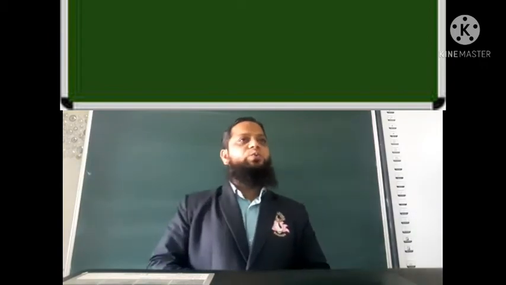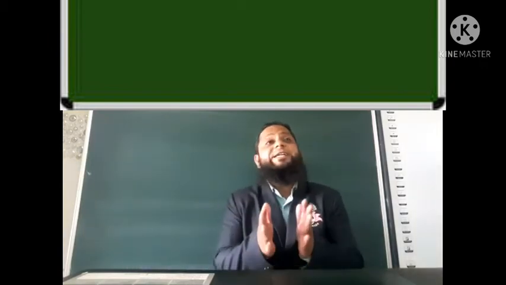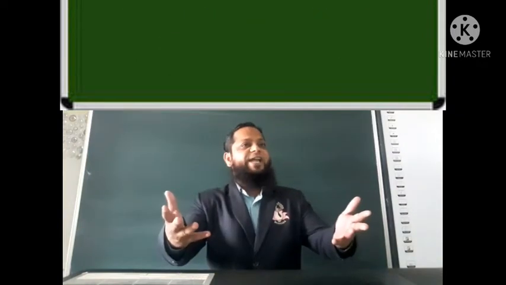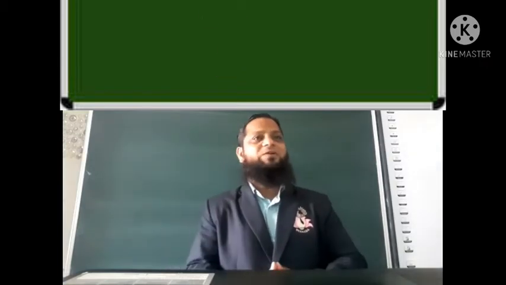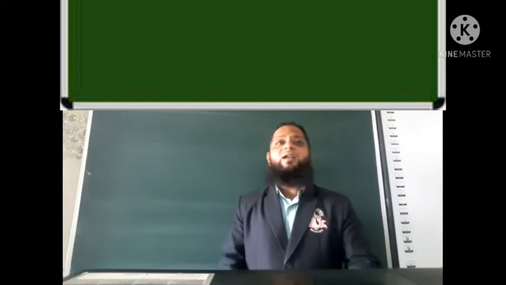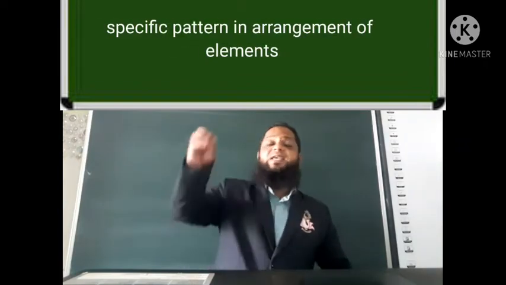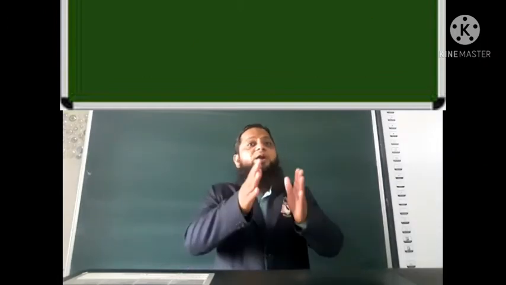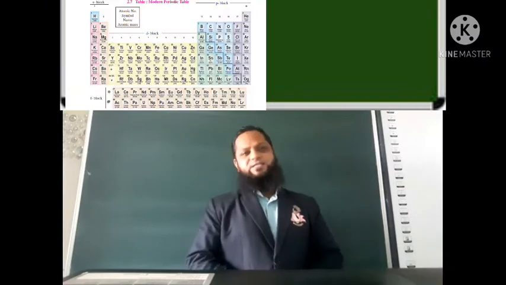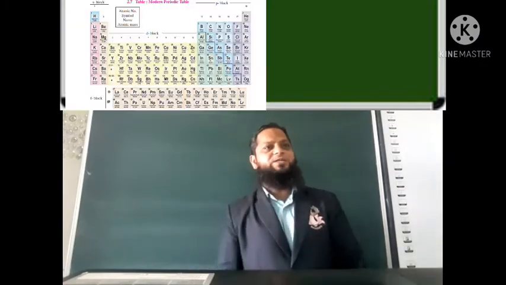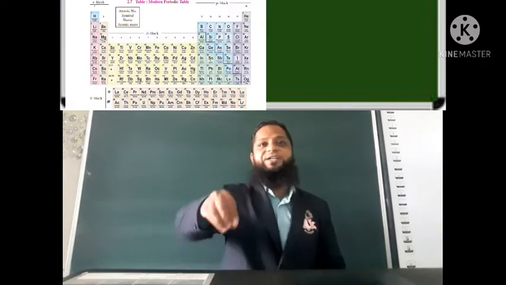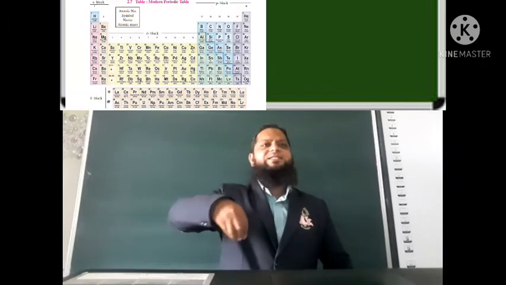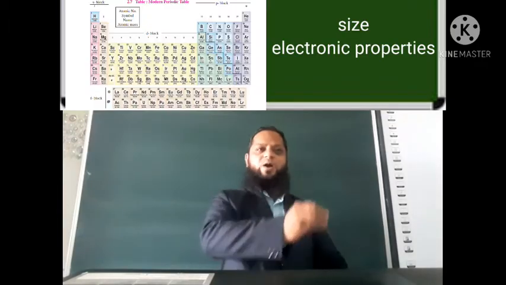Today we are going to learn about the periodic trends in the modern periodic table. So what are the trends in the modern periodic table? There are specific patterns present in the arrangement of elements in the periodic table. Periodic trends are specific patterns that are present in the periodic table that illustrate different aspects of a certain element, including its size and electronic properties.